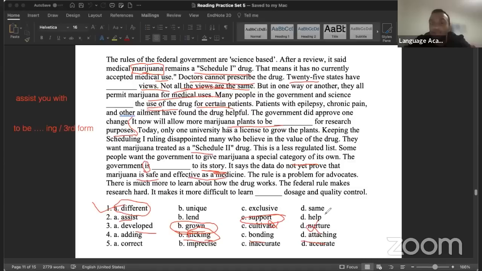Okay. Next one. The rule is a problem for advocates. There is much more to learn about how the drug works. So basically, people don't know that enough. So that is why they need more. Federal rule makes research hard. It makes it more difficult to learn dash dosage and quality control. Now, dash dosage means the usage of the drug and quality control of the drug. If you are not manufacturing it more, or if you are not using it more, what will happen? Correct dosage, yes, it could be there. Imprecise won't be there. Inaccurate won't be there. It's either accurate usage or correct usage. Both have almost similar meaning, right?